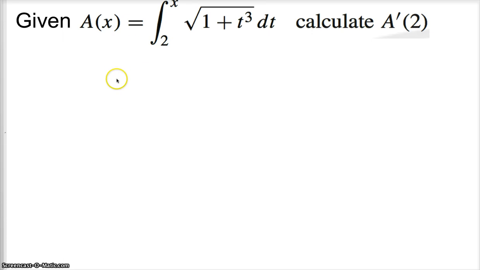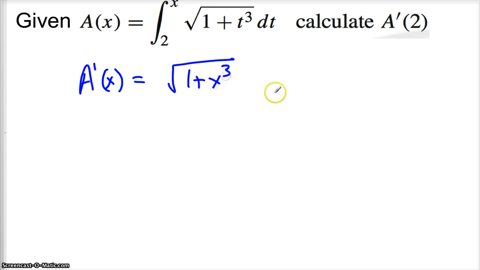So let's apply part 2 of the theorem to this example here. We have some function here, and it's equal to the definite integral of the square root of 1 plus t cubed from 2 to x. And we want to calculate A prime of 2. So let's figure out what A prime of x is first. Using the theorem, all it says is that we can just rewrite this function here and just put an x in there. So here you go, 1 plus x cubed. So that's what the theorem states, and we're applying it here.